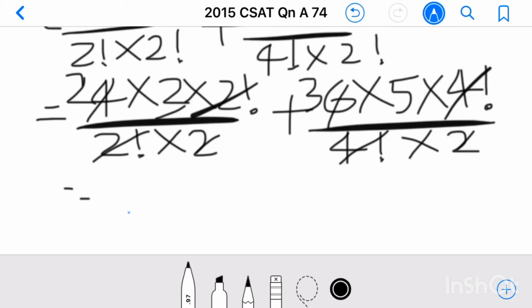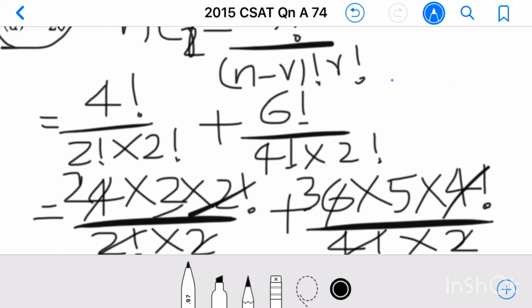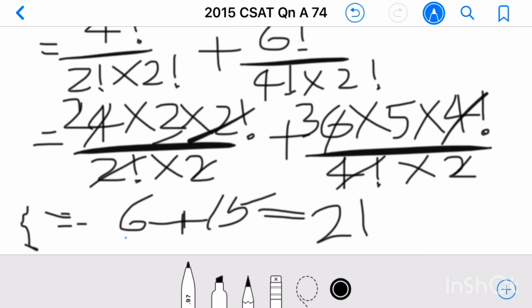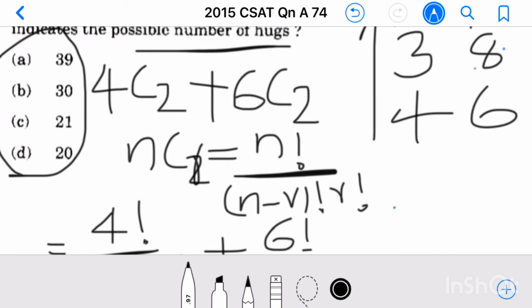So 4C2 equal to 2 into 3, 6, plus 6C2 equal to 3 into 5, 15. So total number of hugs equal to 6 plus 15, that is equal to 21. So see here, option C equal to 21. So possible number of hugs equal to 21.